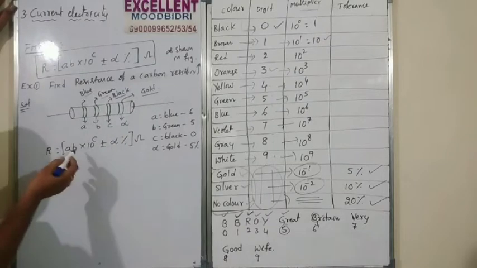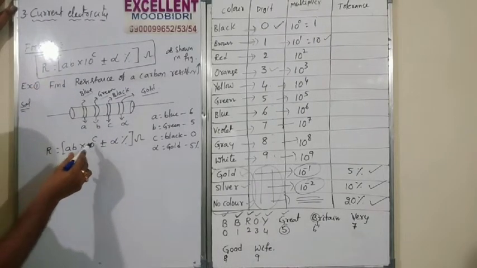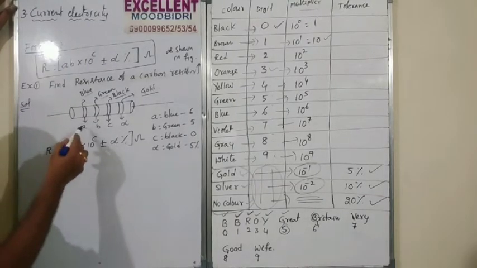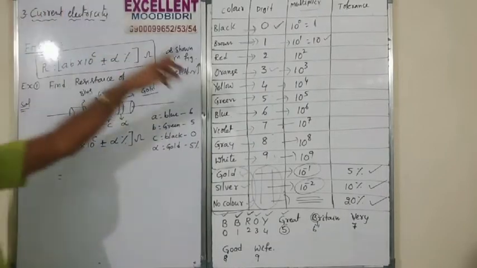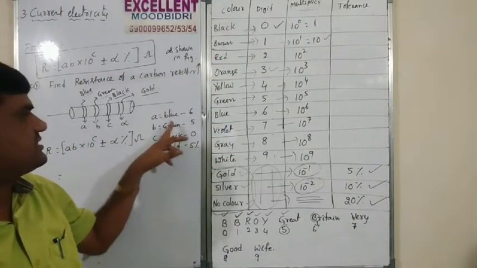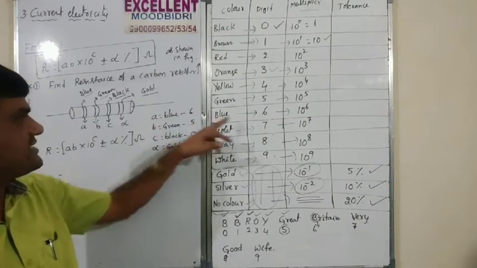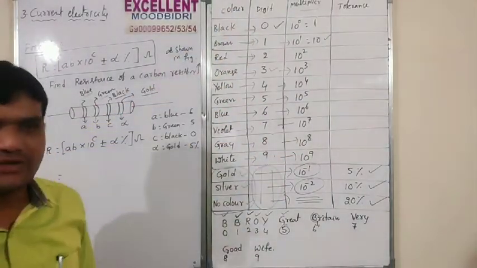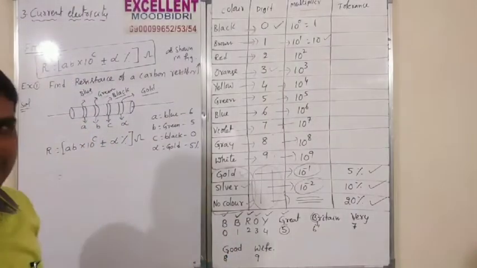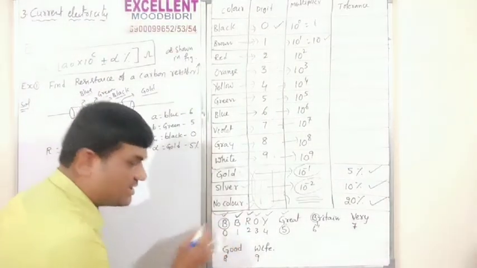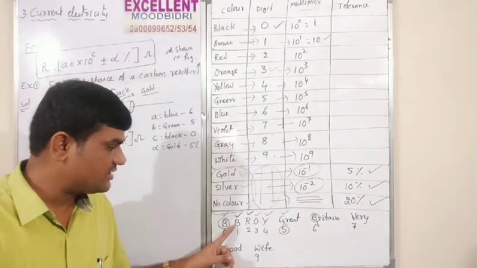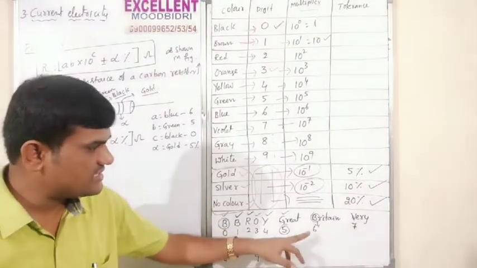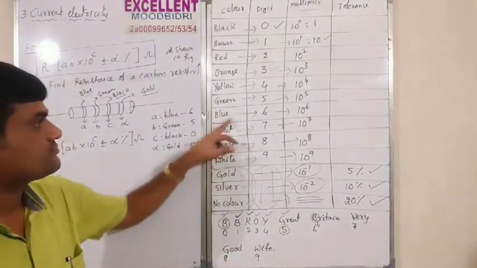So the formula, just now I told, is R is equal to AB into 10 power C plus or minus alpha percentage ohms. Now substitute values. What is A? Blue, its significance is how much? 6. Blue is 6. Green is 5. I have a double column here, but you have to remember this one only. Remember this number and color also: B means first, black, then brown, red, and so on, so where is blue? This is the blue. Blue is 6.